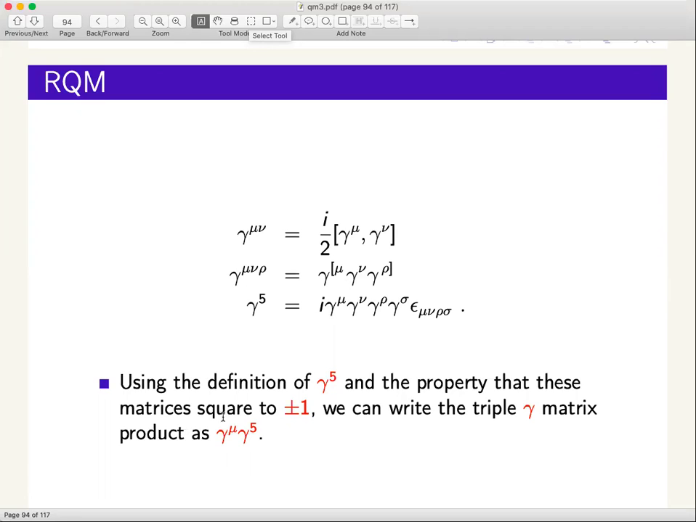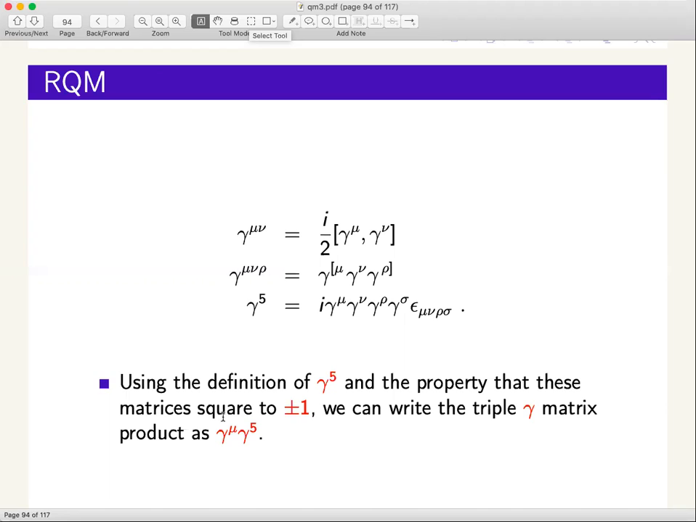Under parity transformation the vector R would change sign because it's a spatial vector. If you take x going to minus x, y going to minus y, z going to minus z, R will go to minus R. But P also would change sign because it is a derivative with respect to the same coordinates. So R changes sign, P changes sign, and therefore R cross P does not change sign.